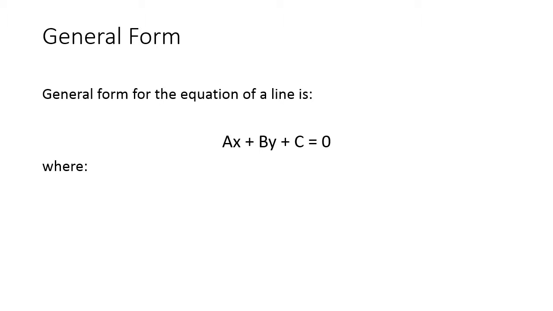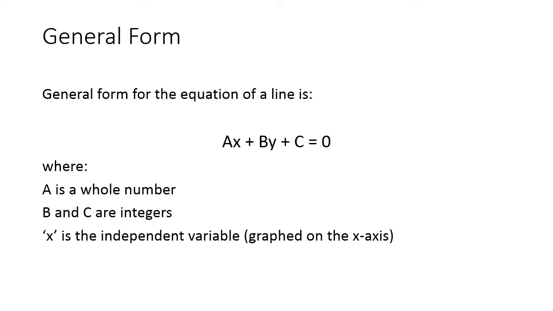So the general form for the equation of a line is ax plus by plus c equals 0, where a is a whole number, b and c are integers. So a being a whole number, that means it has to be positive, and then b and c are going to be positive or negative, or 0, of course. Any of them can be 0, including a.